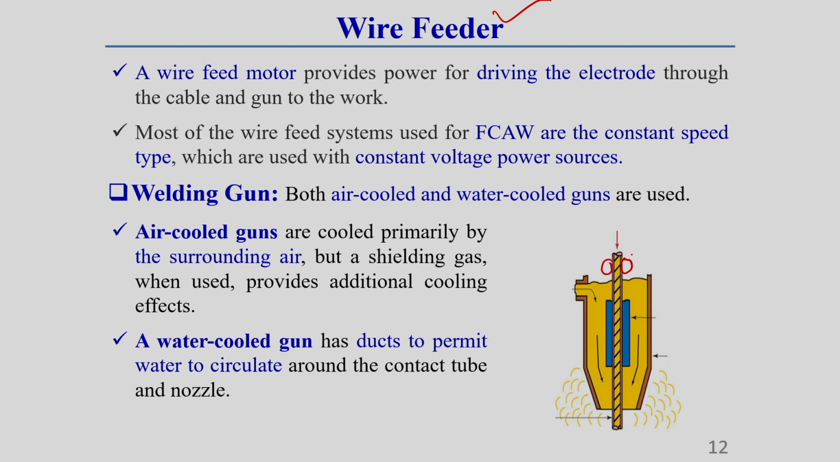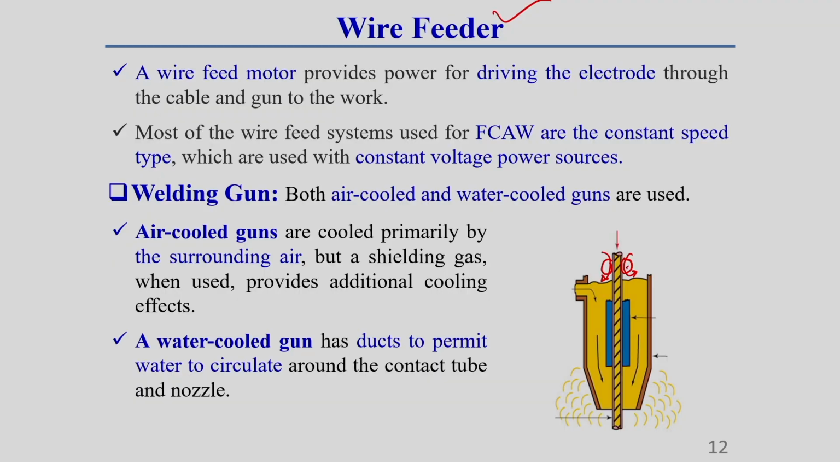This wire feeder, I have already shown in the welding setup, uses a wire feed motor. This wire feed motor generally provides power for driving the electrode to the gun. The wire feeder means a roller which is connected to the wire feed motor, which controls the feeding of this electrode. Now, in the flux core arc welding system, this wire feeder follows the constant voltage arc characteristics.